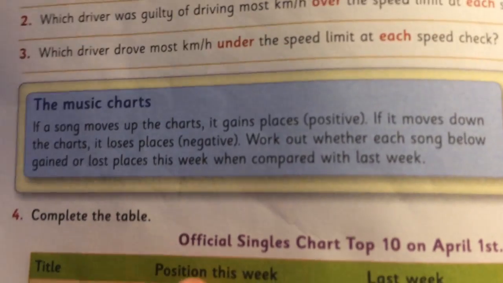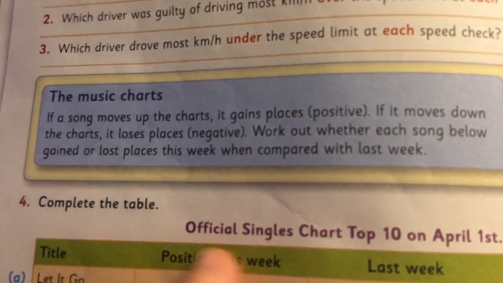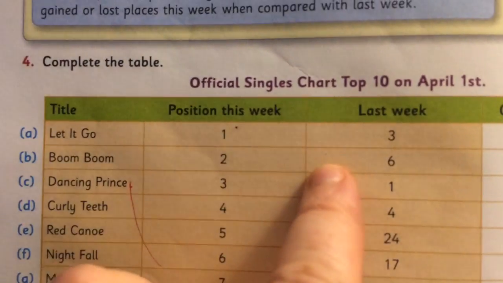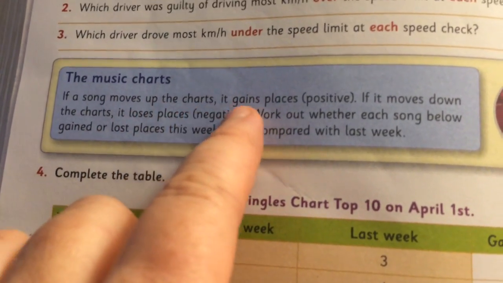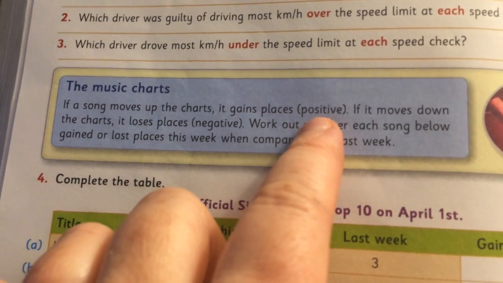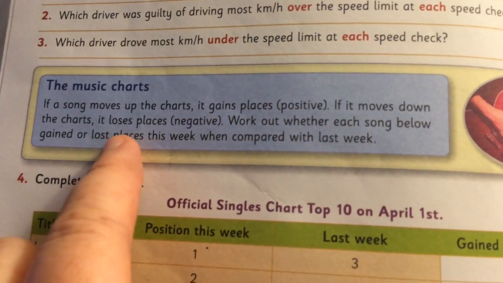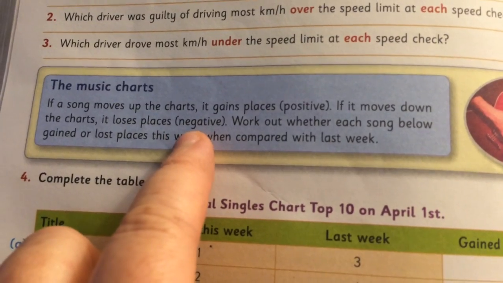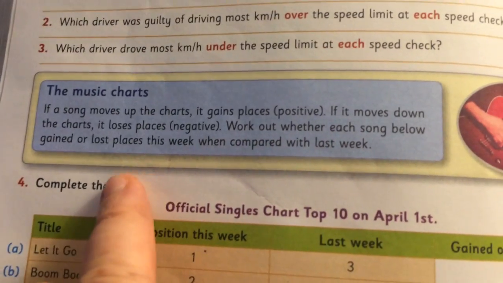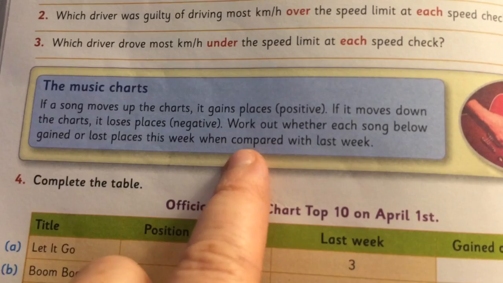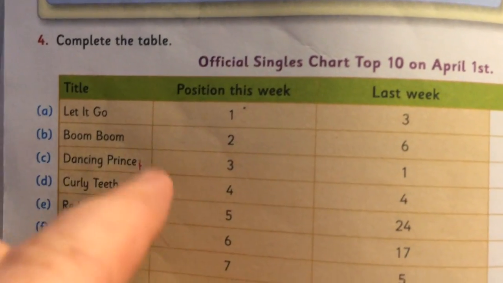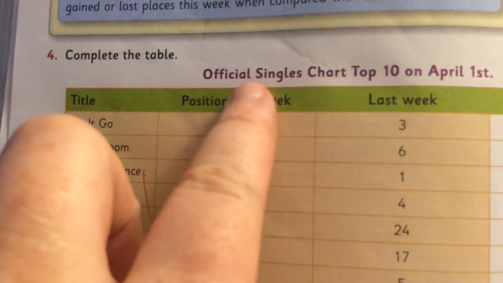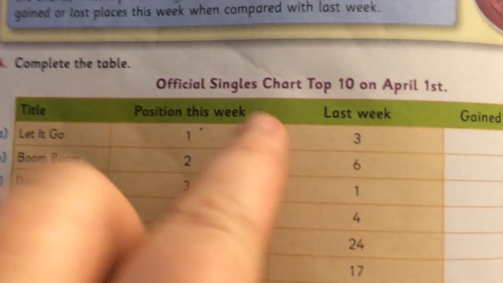This also works in terms of different kinds of charts. Here we're talking about music charts. If a song moves up the charts, it gains places, which is positive. If it moves down the charts, it loses places, which is negative. Work out whether each song below gained or lost places this week compared to last week. So if you move up or down a chart, let's say. Official charts, top 10, April 1st.